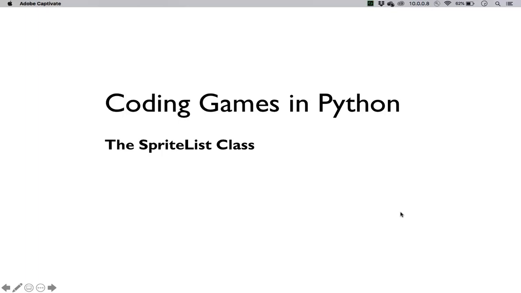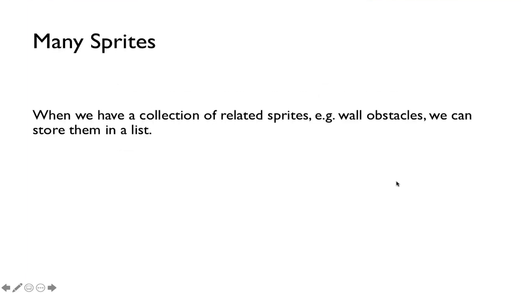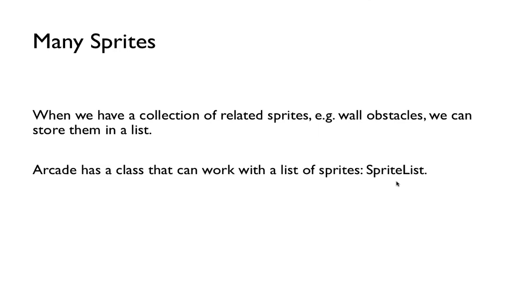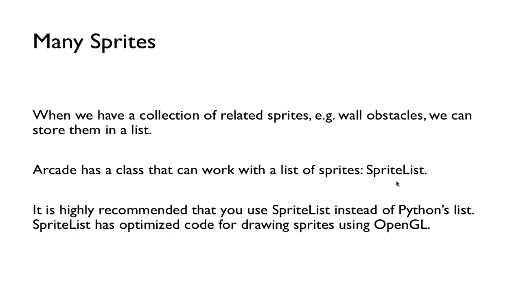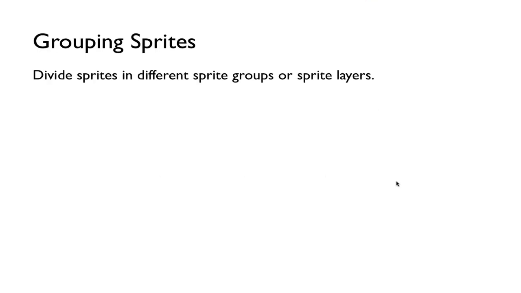In this video, we'll talk about the SpriteList class. When we have a collection of related sprites, for example, wall obstacles, we might want to store them in a list. Arcade has a class that allows us to work with a list of sprites called SpriteList. It's highly recommended that you use SpriteLists instead of Python's list, because SpriteLists have been optimized for drawing sprites using OpenGL, and it's super fast to draw sprites using the list.